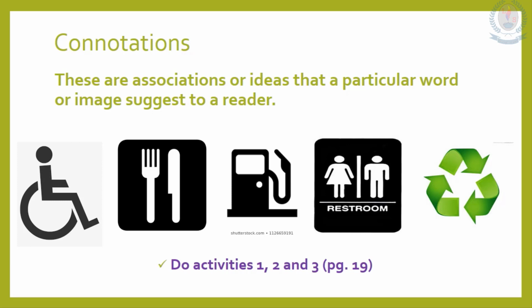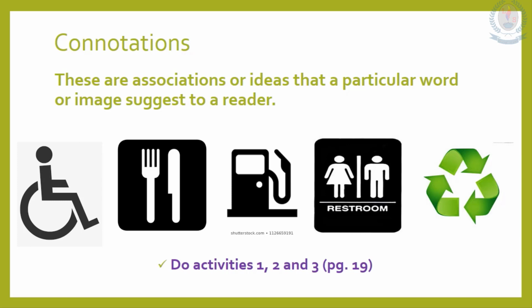So the next part of our lesson is connotations. Connotations refers to what a certain word or an image provokes in our minds. These are the associations or ideas that a particular word or image suggests to a reader, right? Let's look at the first picture. What reminds you? Have you seen this picture before anywhere? I'm sure you would have seen it especially at Keel's car park. You would have seen this, right?